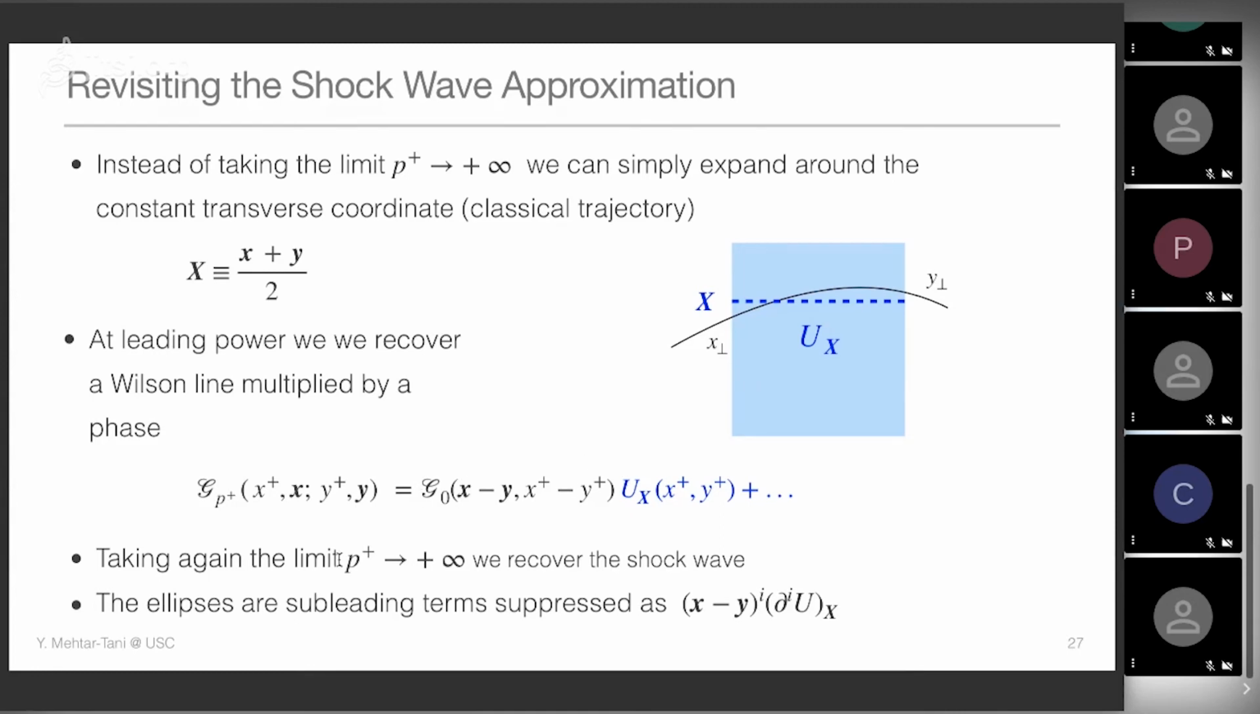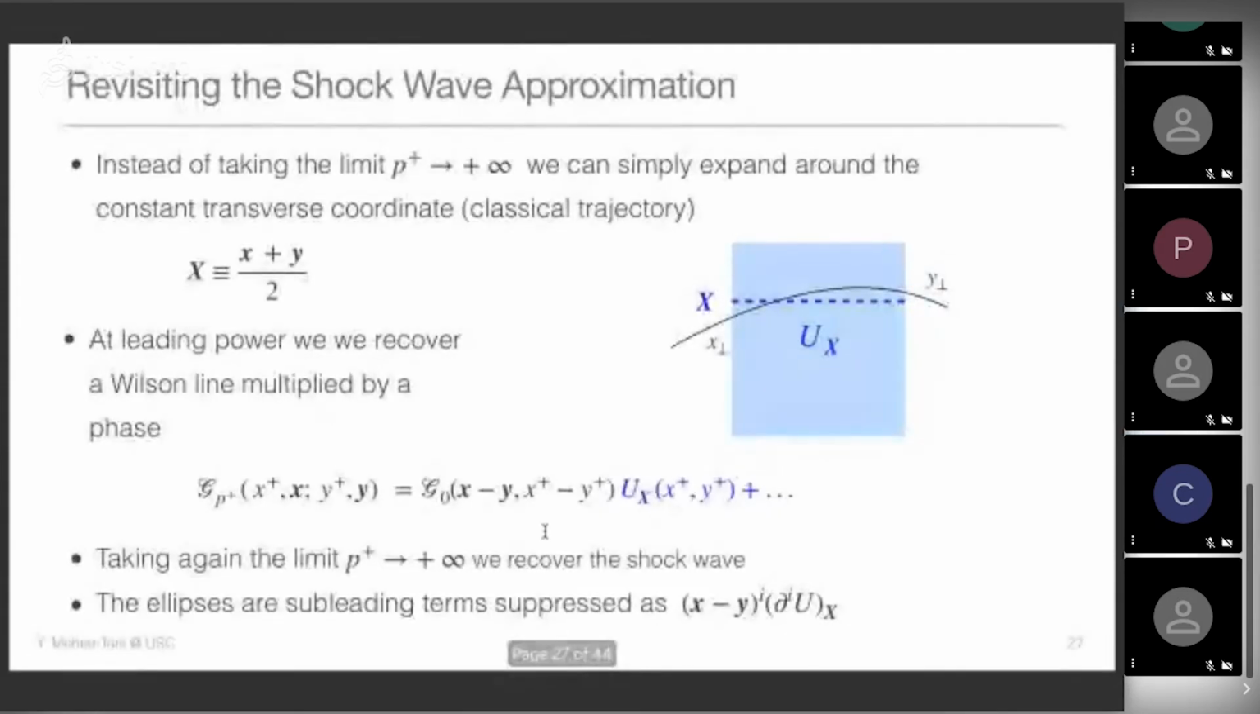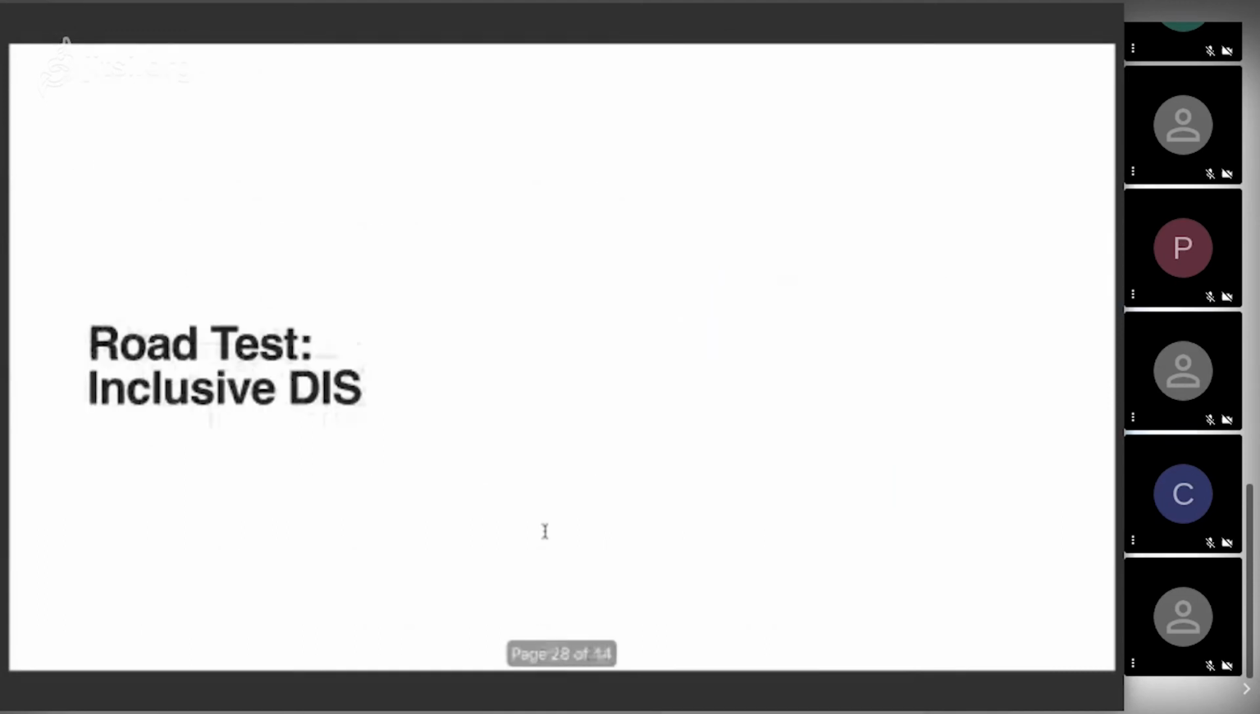So if p plus goes to infinity, then you recover the shock wave because this is again a delta function, but this is not necessary. And by keeping this phase here, you will keep track of the longitudinal dynamics, as one would like to. All right, so this is kind of revisiting the shockwave approximation. We have found a way of keeping track of the k minus or the x plus dependence of the propagator, and then let's apply it to inclusive DIS and see what we get.